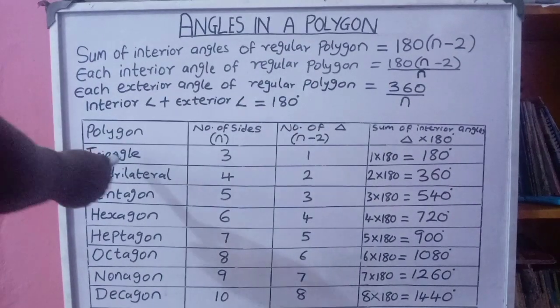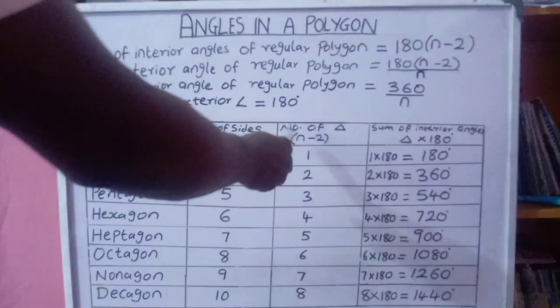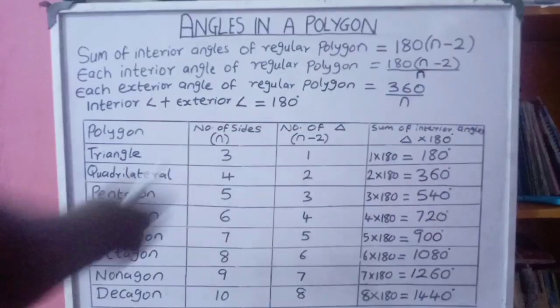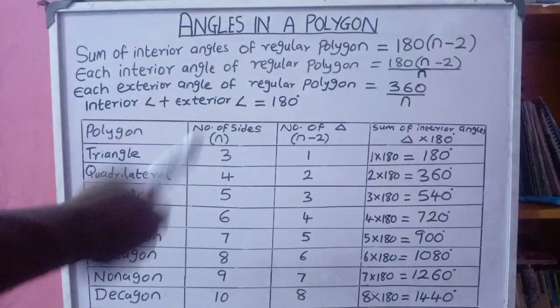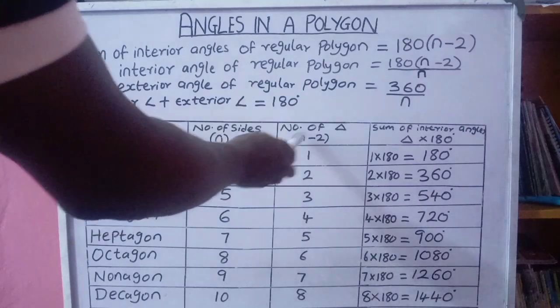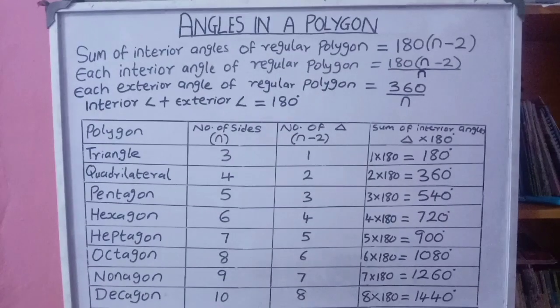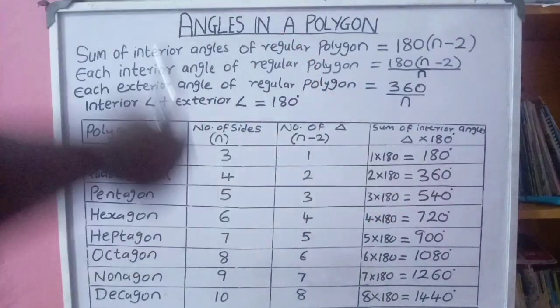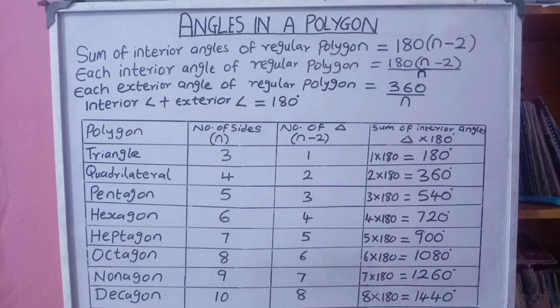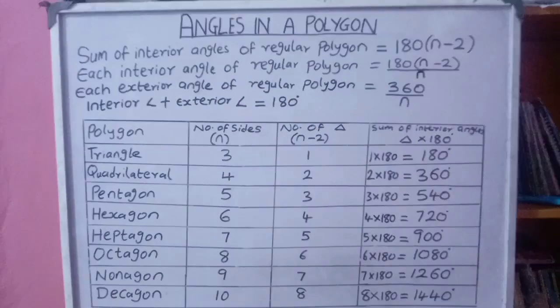Let's start with the triangle. A triangle has 3 sides. To get the number of triangles in a polygon, all we need to do is say n minus 2, where n represents the number of sides. In the case of a triangle, that will be 3 minus 2, which gives us 1, meaning that a triangle has 1 triangle. That sounds so funny, a triangle having 1 triangle. And this 1 triangle multiplied by 180 gives the sum of the interior angles of any triangle. That's why we can say that the sum of the interior angles of any triangle is equal to 180 degrees.